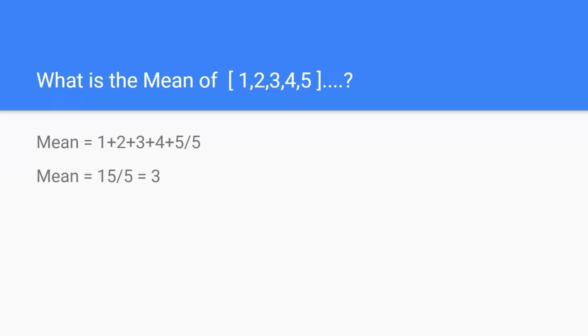So what we are doing here is we are adding all the numbers and dividing by the length of the given numbers. The numbers we have here are 1, 2, 3, 4, 5. So the sum is 15, right? 1 plus 2 plus 3 plus 4 plus 5. The sum is 15. We are dividing that sum by the number of observations. The length is 5, right? So we divide the sum with the number of observations, that is 5. So our mean is 3.